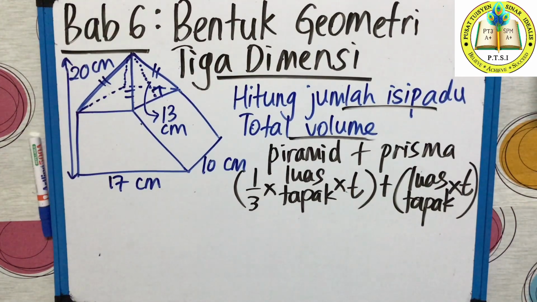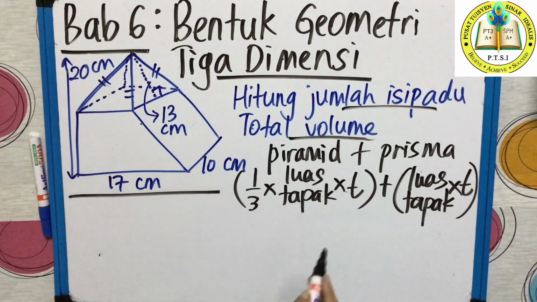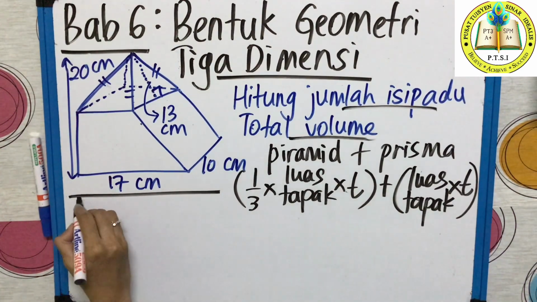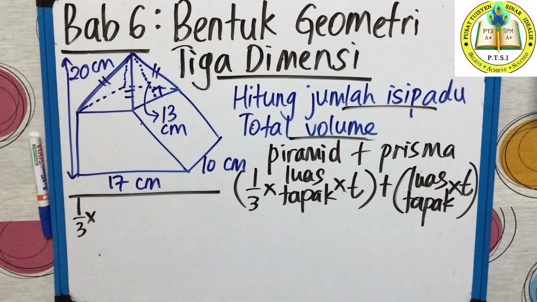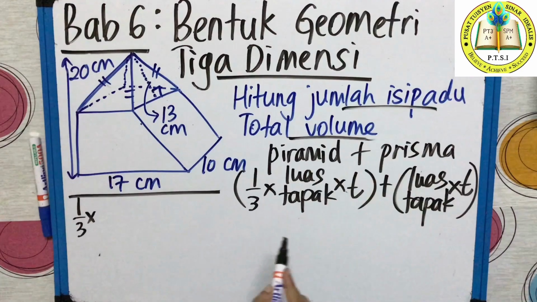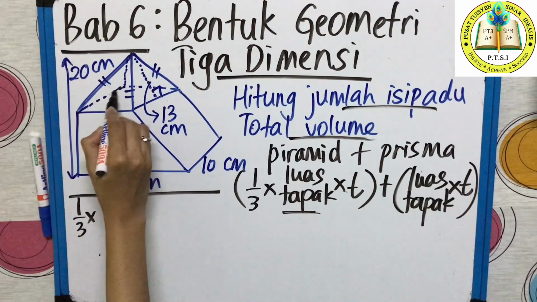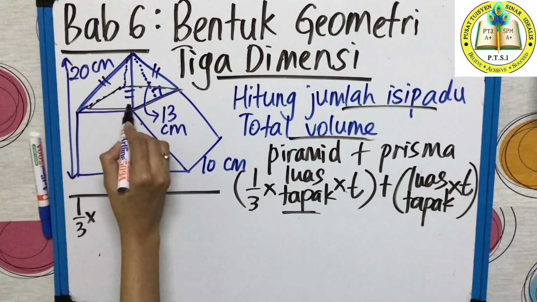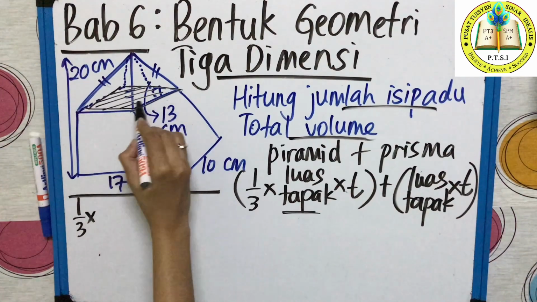Okay, how to solve this? Cikgu tunjukkan di sini. Teacher show it here. First one is pyramid, 1/3 times luas tapak. Lihat kelas, ini piramid kan? Luas tapak. Tapak is the base here. So teacher shade it so that you can see clearly.